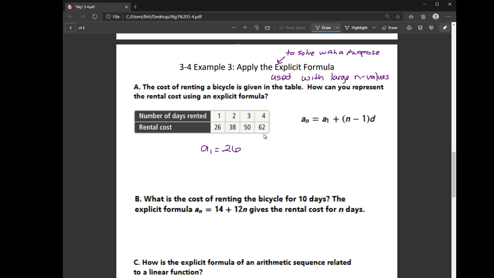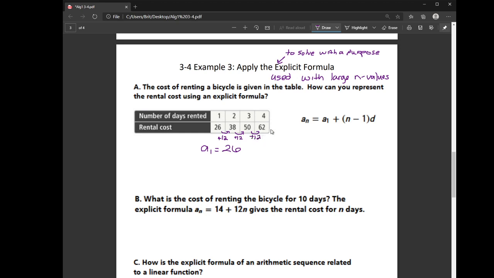So then what we have to do is find our D. Our D is our common difference. So it's how much our output is changing for each hop. To go from 26 to 38, that's a positive 12. From 38 to 50, positive 12. 50 to 62, positive 12.